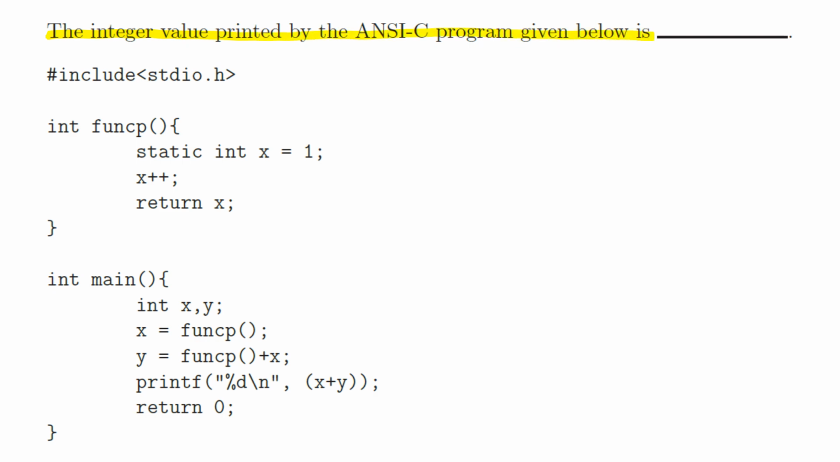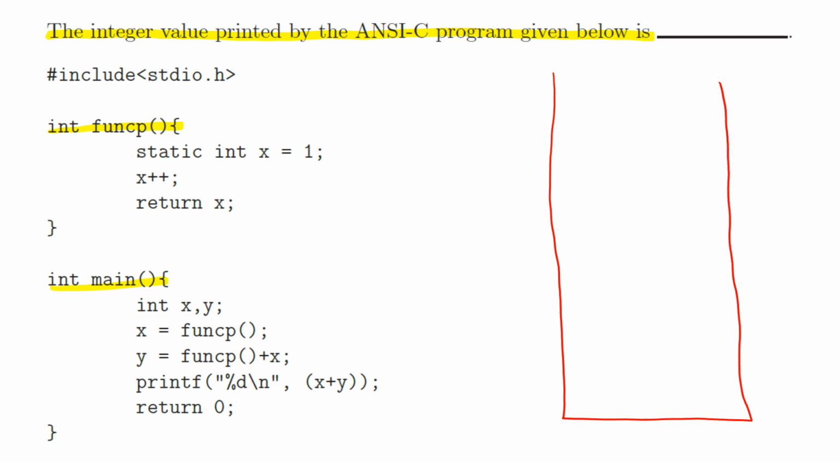Okay. So you can see we are given two functions, main and func_p. So let us see what happens when this program executes. We know that when a program runs, it will make use of a stack. Okay, so this is a runtime stack we have. The execution begins from main.